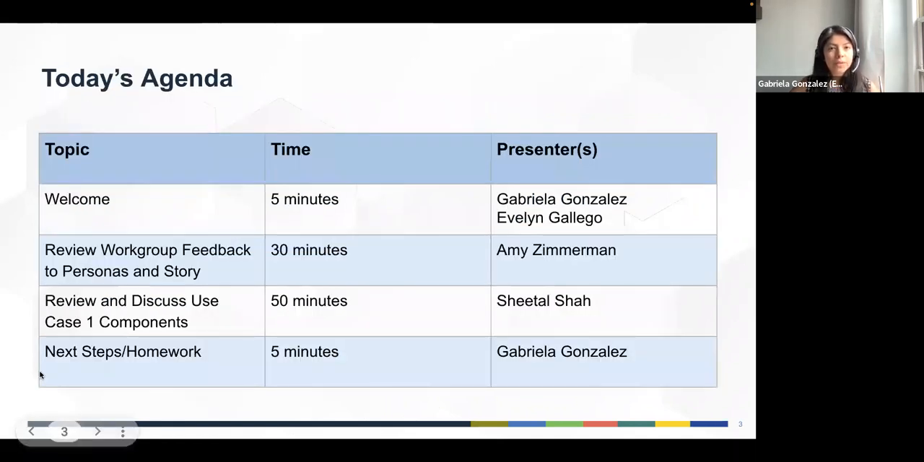Here's an overview of today's agenda. We'll start with some welcoming remarks, dive into the feedback received on the personas and story that was due on the 25th of May. Thank you all for submitting your input. It's really valuable and is helping us through this process. And then we'll segue into the review and discussion of use case 1 components. And we'll wrap up the call with some next steps and homework.